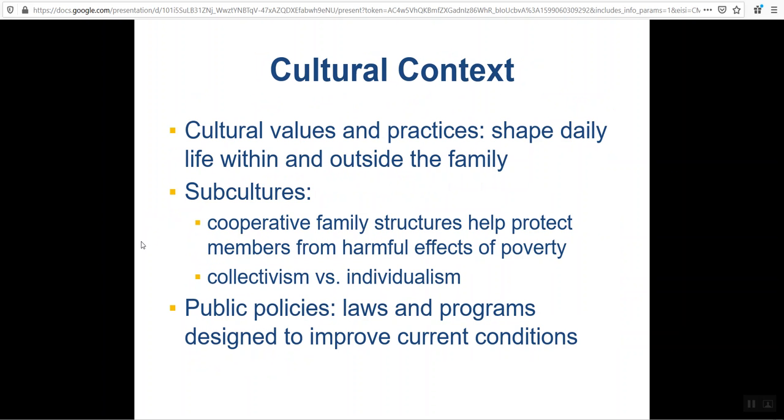Cultural values, certainly the values and sometimes religion of the family, can have an effect on child development. They can shape daily life. Strong community ties, strong family ties have been shown to be a protective factor in mitigating some of the effects of poverty, as well as public policy can affect conditions in neighborhoods.